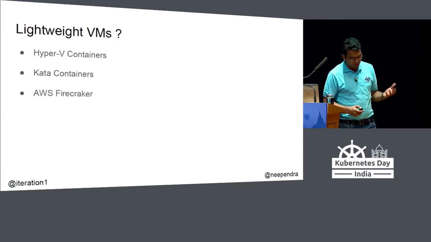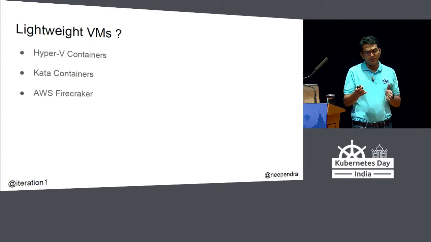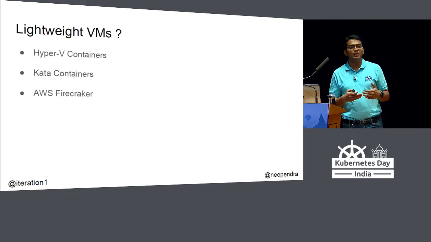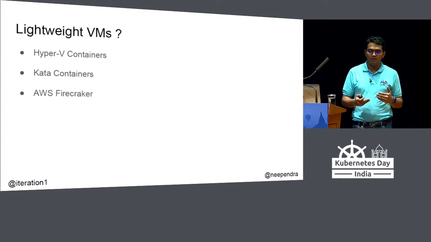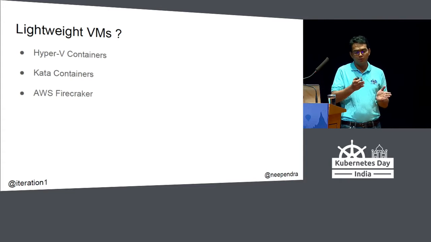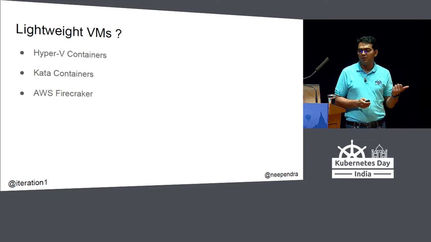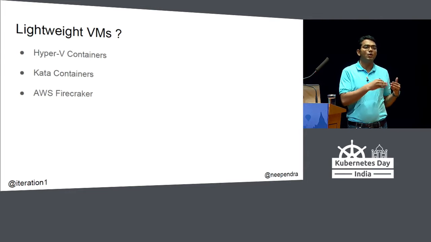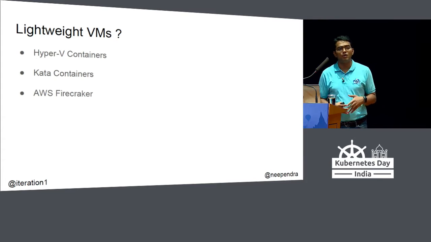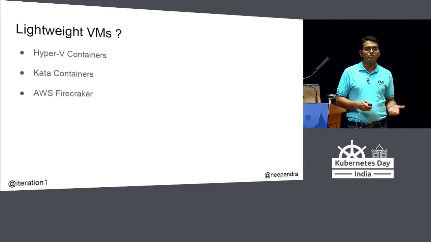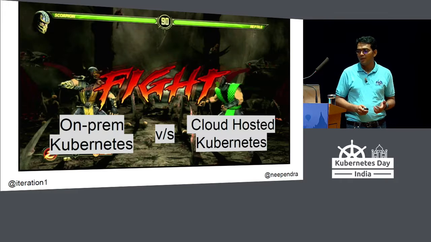So let's talk about another kind of thing. What we are seeing right now is lightweight VMs, where you could now have one VM per container. So this lightweight concept is coming right now, like Hyper-V containers, Kata containers, AWS Firecracker, where you deploy one VM and one container together. That way you get security of the VM, but the benefits of containers.